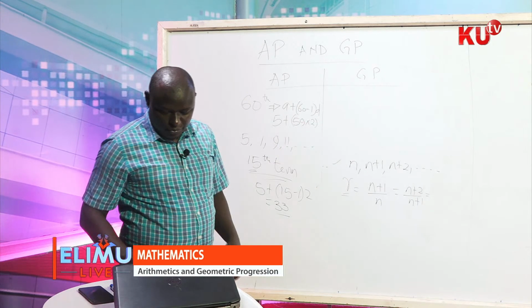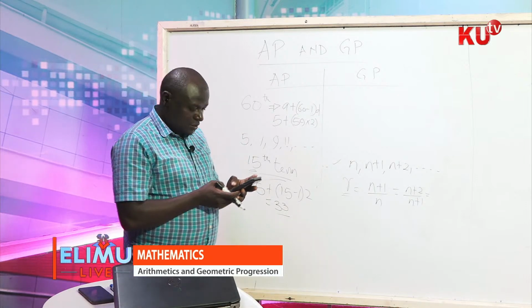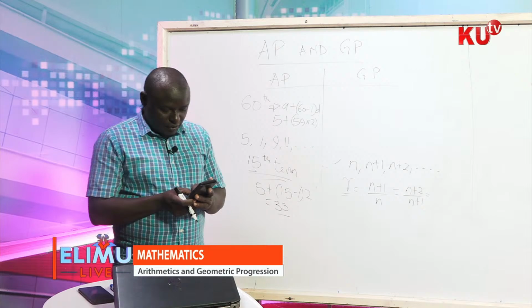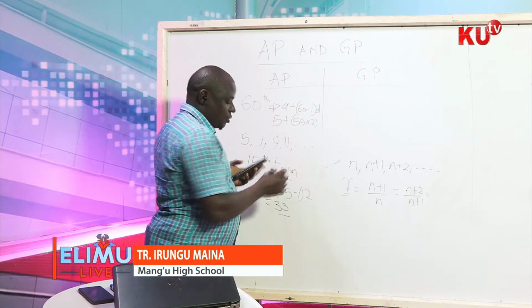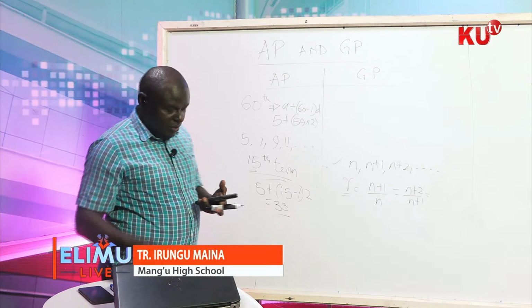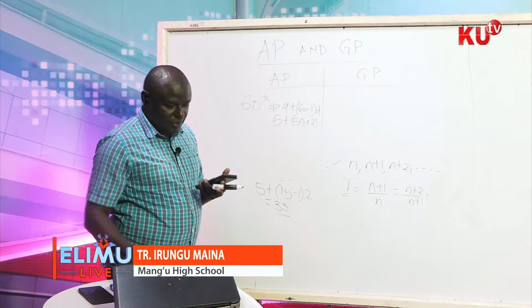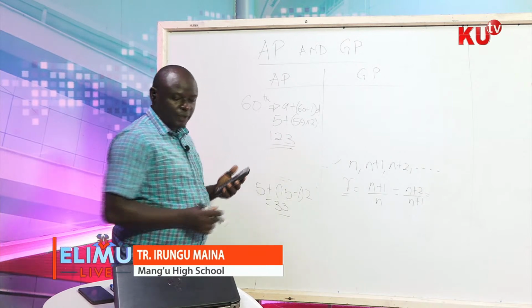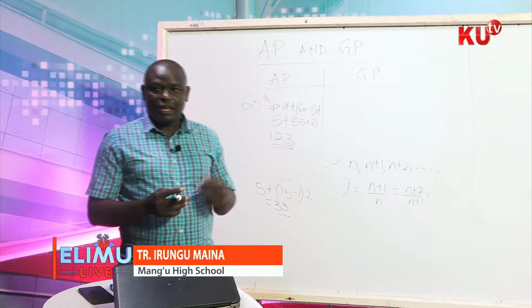And from your calculator, I'm sure all of you have your calculators with you, 59 times 2 gives you 118. Then you add 5 to get 123. Good. Basically, that's how we work out the nth term.